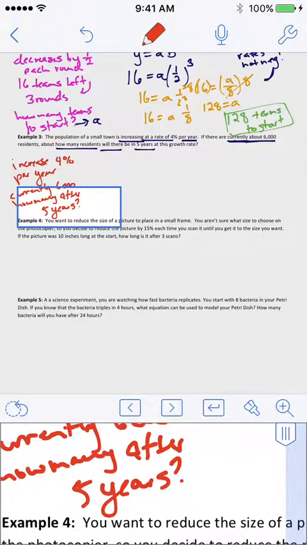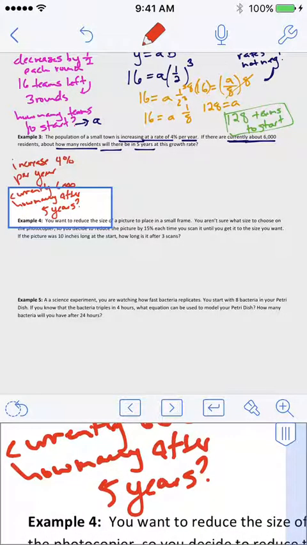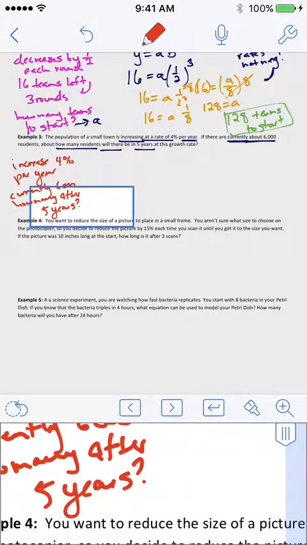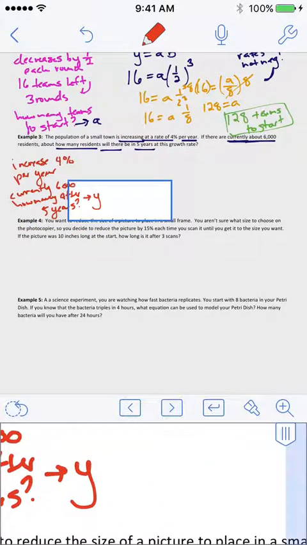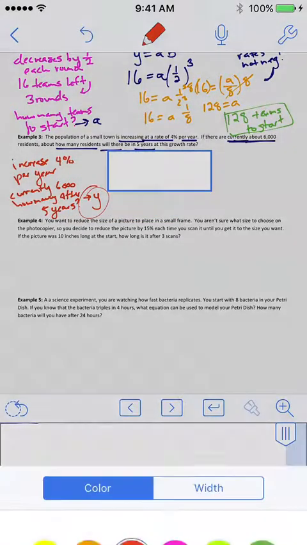Let's start with the question. How many after? Is that an initial amount, a final amount, a rate, or a time? That sounds like a final amount to me, right? How many after 5 years? So this would be y. We are looking for y. Okay, cool. So we should be able to find a, b, and x. If that's not the case, then we can't solve the problem, right? Because you can only solve one variable at a time. So we should be able to find initial amount, rate, and time period.